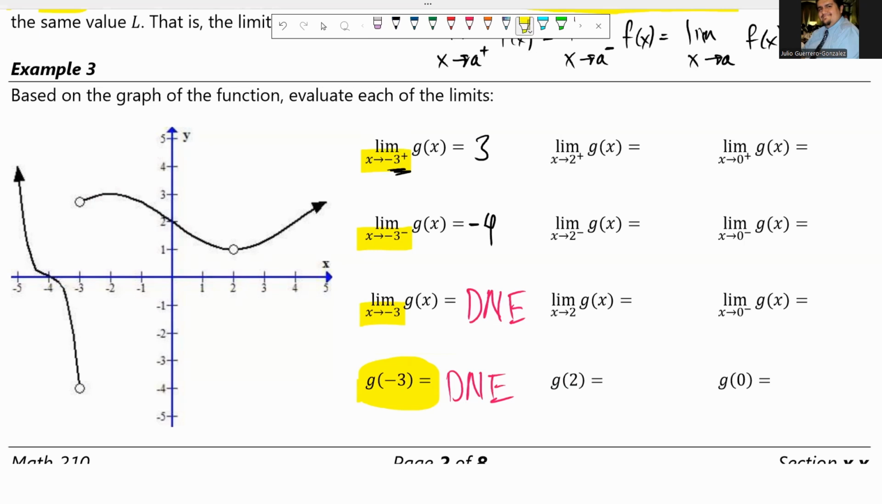Next set. Now I'm approaching +2. Okay. So I'm approaching this value. So hopefully you guys see what's happening. When I approach +2 from the positive side, my y values are getting closer to 1. Doing the same thing from the other end, I'm getting closer and closer to 1 as well.